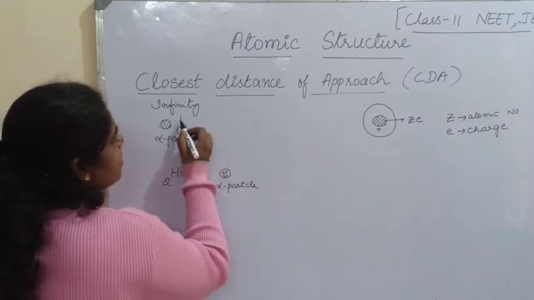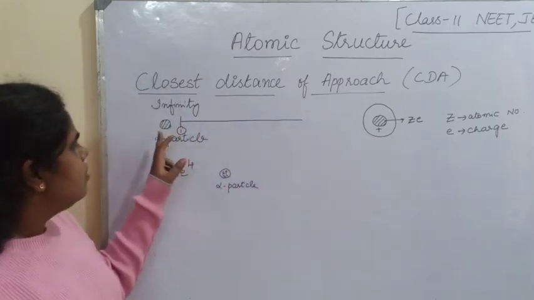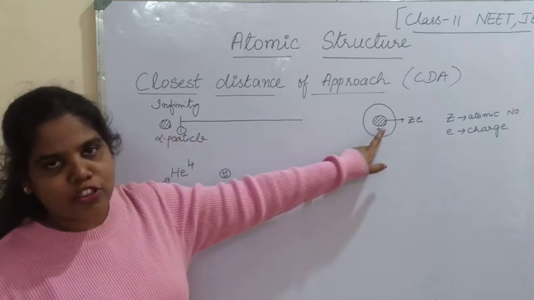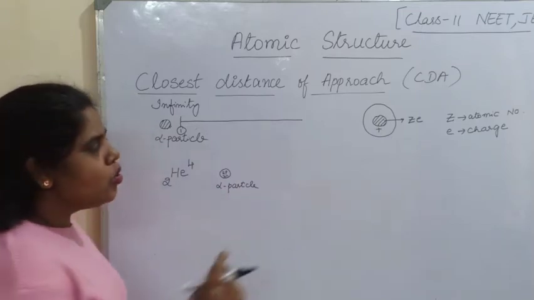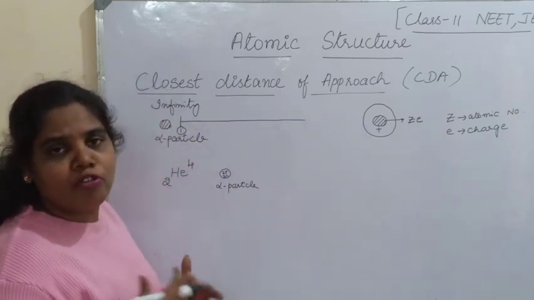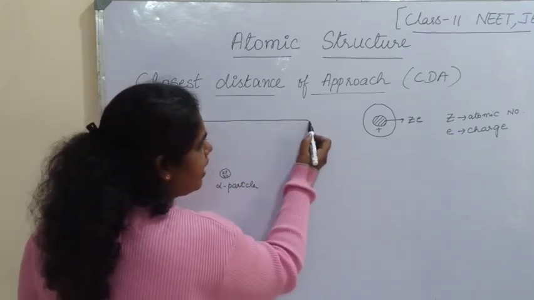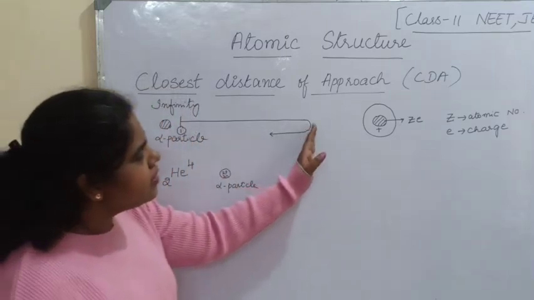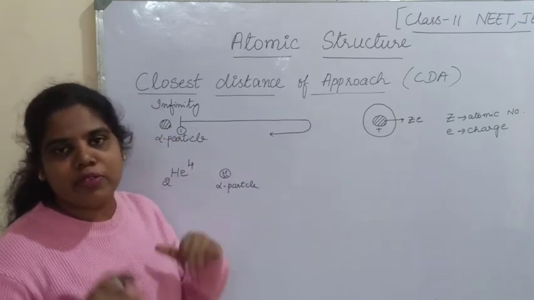Now start accelerating this towards the nucleus. You know that the alpha particle is positively charged and the nucleus is also positively charged. Positive and positive, the same charges, repel each other. As the alpha particle comes close to the nucleus, there will be more repulsive force. As a result, it will stop here and then get deviated like this. After this, it cannot go towards the nucleus because both have the same charge and there is a lot of repulsion between them.